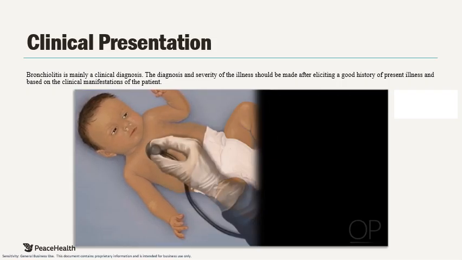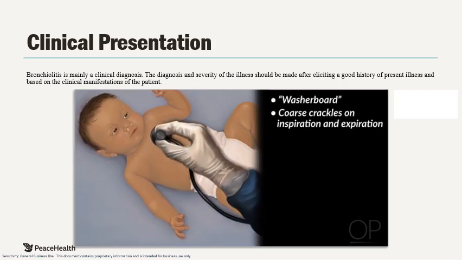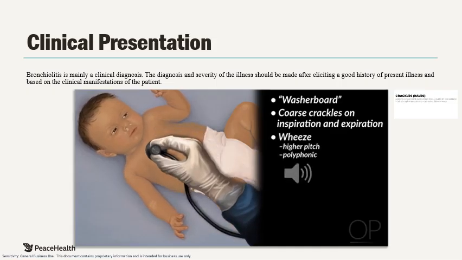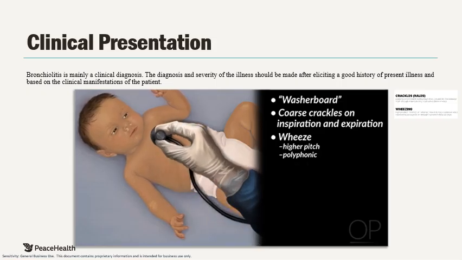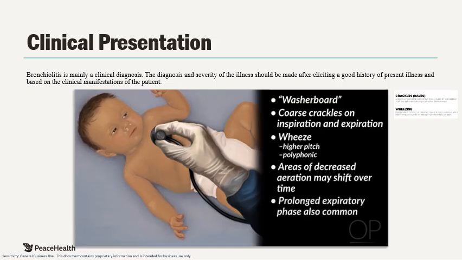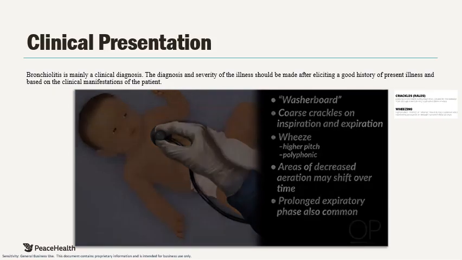The classic description of the lung exam of a baby with bronchiolitis is sounding like a washboard, with coarse crackles heard on inspiration and expiration. Babies will frequently have associated wheezes that are higher pitched and polyphonic. Note whether there are specific areas where breath sounds are diminished compared to other areas. Because areas of mucus plugging can shift with cough, the areas of decreased aeration may shift over time. Prolonged expiratory phase is also common.